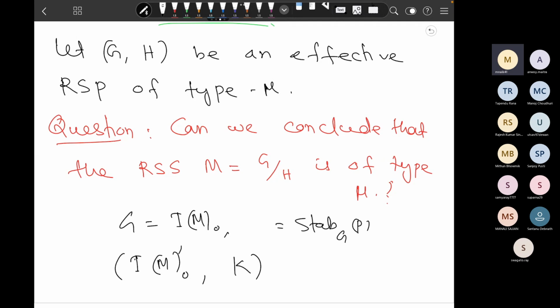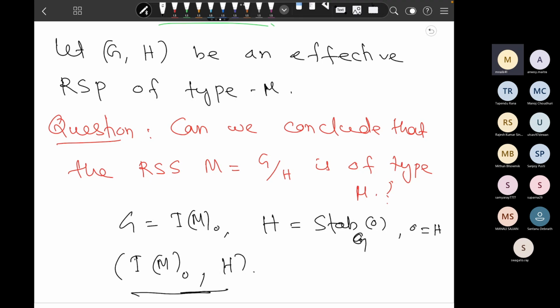No. So see, the thing is G mod, that will be H eventually. Sorry. This is really the stabilizer of O inside G, where O is equal to H. So I have to look at this Riemannian symmetric pair. But it is not always true that G is equal to really I_0.